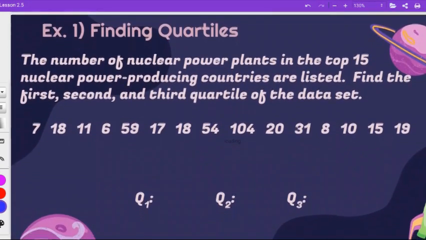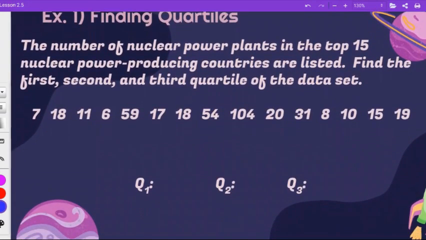So finding quartiles. The number of nuclear power plants in the top 15 nuclear power producing countries are listed. Find the first, second, and third quartile of the data set. Okay, so the first thing we need to make sure is that we reorder this into order from smallest to greatest.